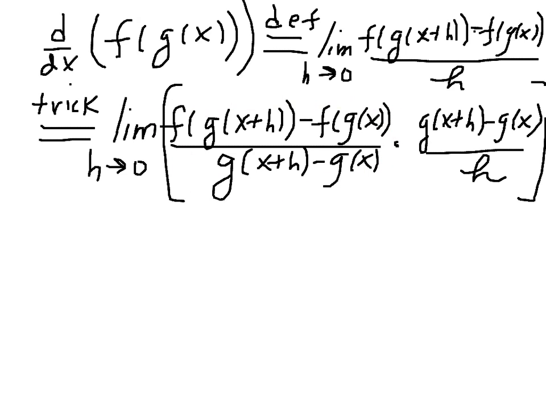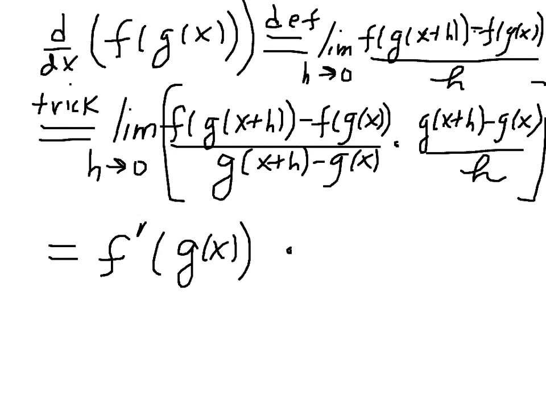Because when we look at this expression right here, what that gives us is the secant line joining the points g of x plus h, comma, f of g of x plus h, and g of x, comma, f of g of x. So it takes a little thinking, but what this represents as a limit as h goes to 0 is the derivative of f at the point g of x.